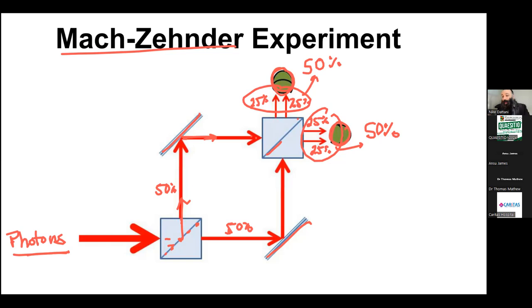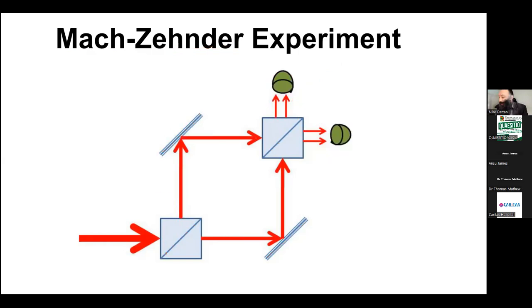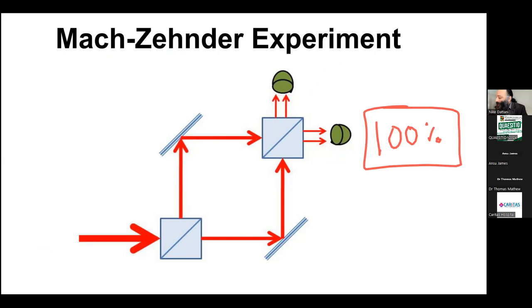So in classical mechanics, if photons are treated as particles, a particle that is either here or there, we expect to find 50% of the photons up here and 50% of the photons there. Now, I might surprise all of you by saying that when this experiment was done, 100% of the photons were detected here. 0% of the photons were detected up here.